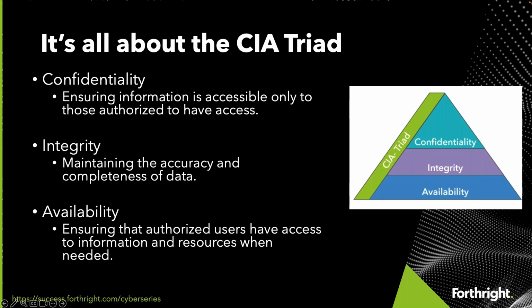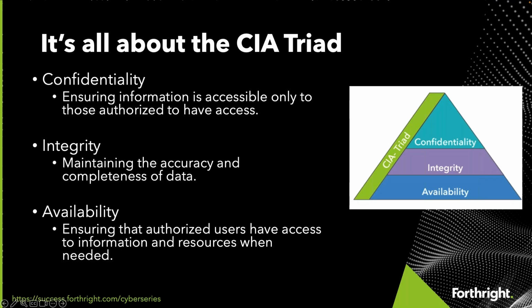The CIA really lays out the basic pillars of an information security system. Confidentiality is about ensuring information is only available to the people that should have access to it. Integrity is about maintaining the overall accuracy and completeness of the data. One example of this is maybe file revision history. Availability is making sure the right data is available to the right people at the right times.